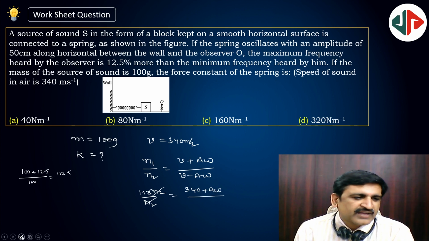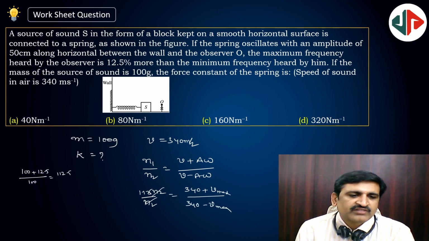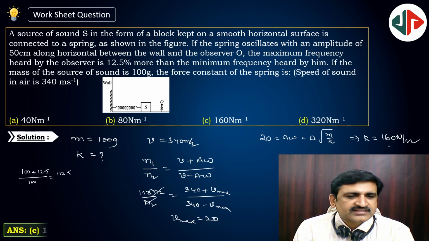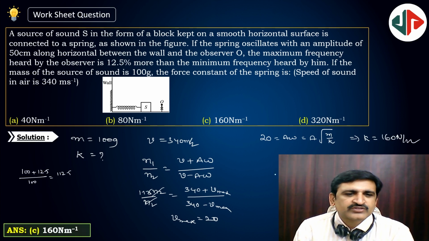I can write V max instead of A omega, that will be better. So V max over 340 minus V max. On solving this, we'll get V max is equal to 20. V max is equal to 20, which is A omega, equal to A root k by m. That implies k is roughly 160 Newton per meter. You should be patient enough to solve calculations.